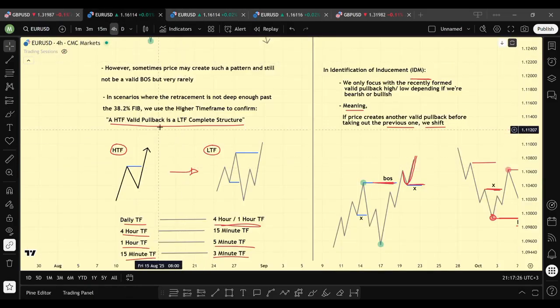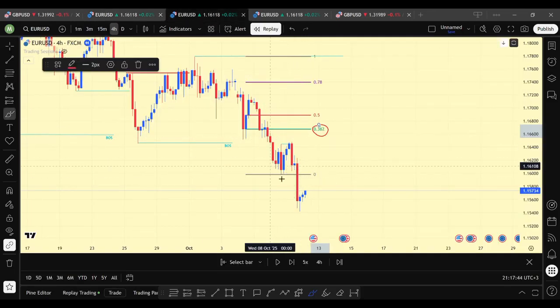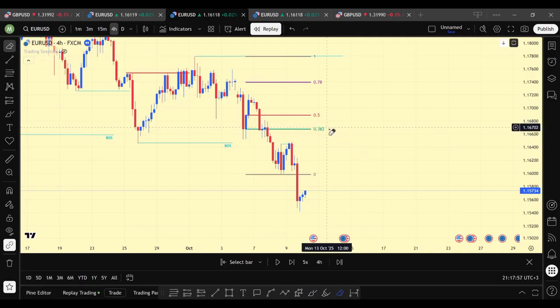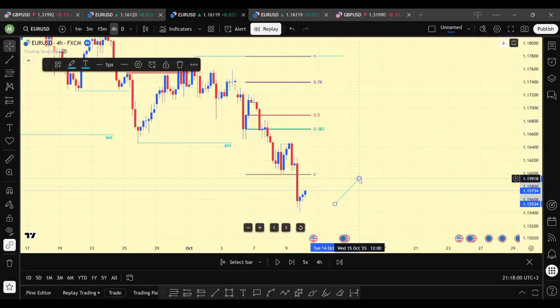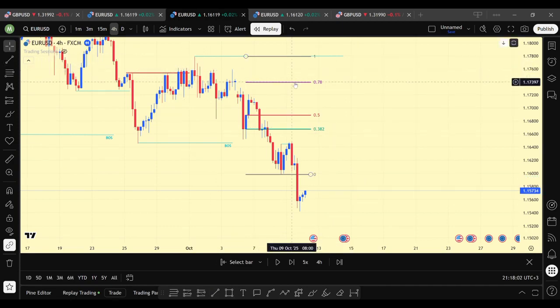In scenarios where the retracement is not deep enough past the 38.2, we use the higher time frame to confirm. Higher time frame valid pullback is a lower time frame complete structure. Like I said, this is a very important phrase. So to confirm if this is a valid break of structure, I will need to shift back to our higher time frame. Since this one here is the 4 hour, I'll be shifting to the daily, because the daily is a higher time frame. Now we can clearly see, and I will need to confirm if that's a valid pullback.